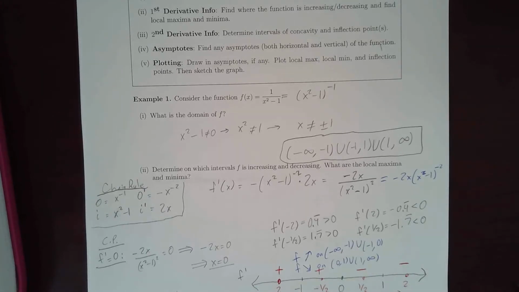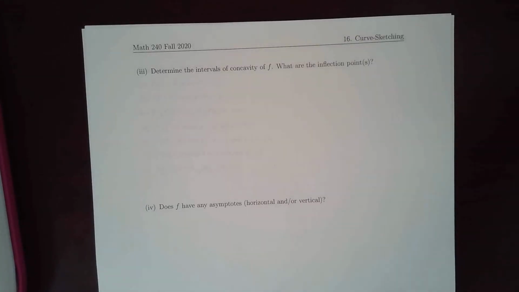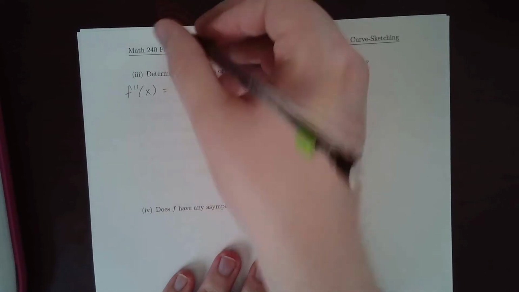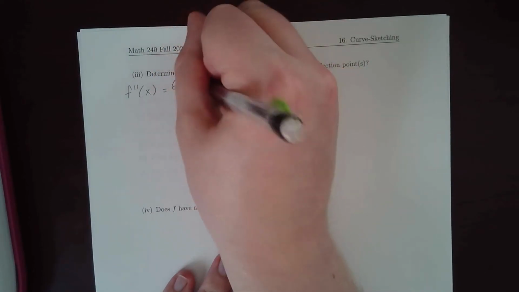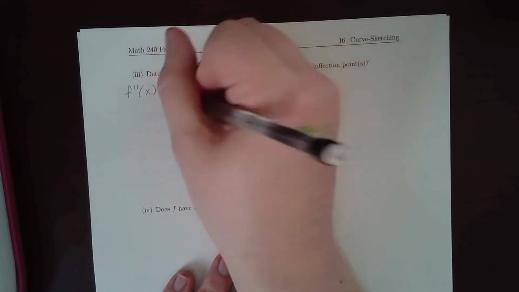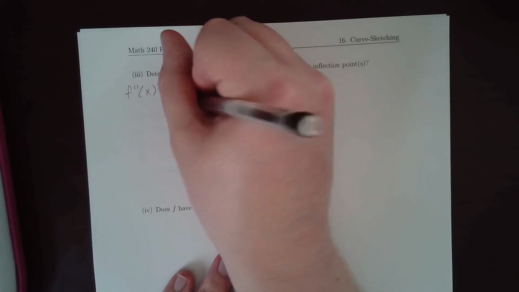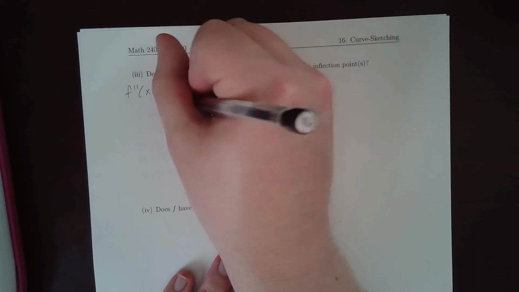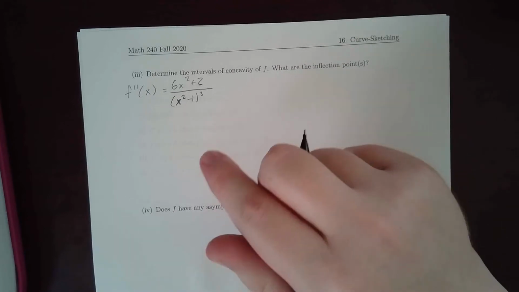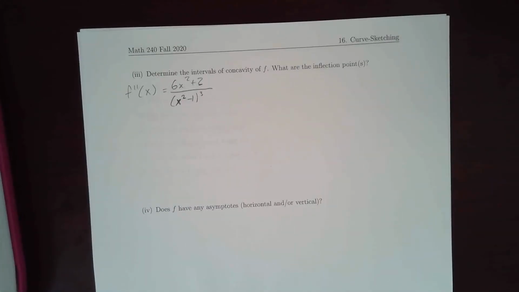I will leave this one for practice, but I will tell you what the derivative is. The derivative here, which is the second derivative overall, will be 6x squared plus 2 over x squared minus 1 cubed. And again, I encourage you to try to find this derivative on your own. If you're having trouble getting this derivative, talk about it in the discussion board. Figure out why it is that your approach maybe isn't quite getting what you need to.